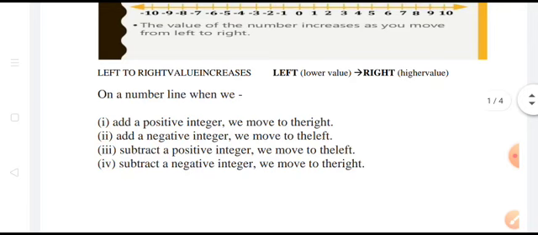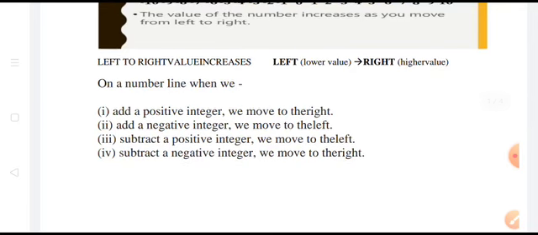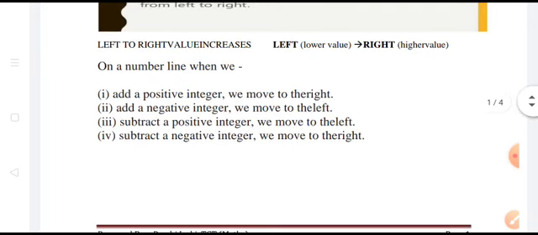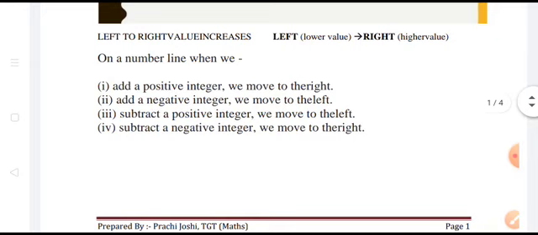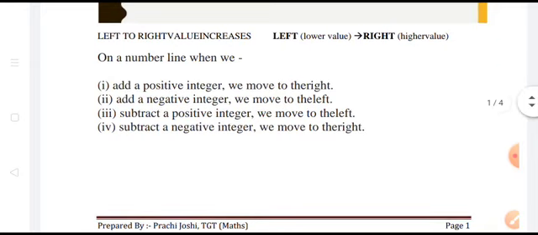On a number line, when we add a positive integer, we move to the right. To add a negative integer we move to the left-hand side. To subtract a positive integer we move to the left. To subtract a negative integer we move to the right. These are the 4 points we have to remember.